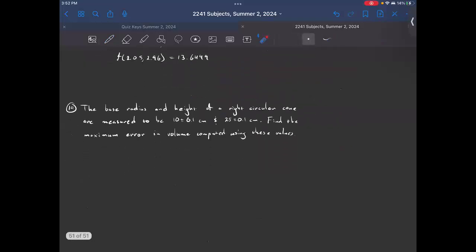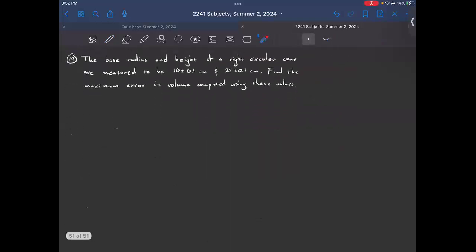Okay, so let's go ahead and finish our last problem here. We're given the base radius and height of a right circular cone are measured to be 10 plus or minus 0.1 centimeters and 25 plus or minus 0.1 centimeters. Find the maximum error in volume computed using these values.